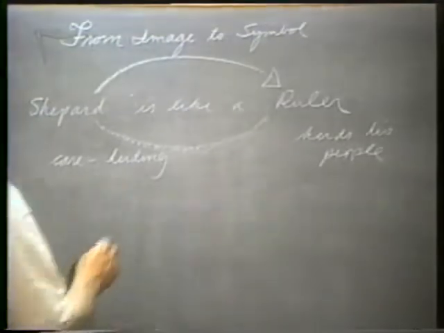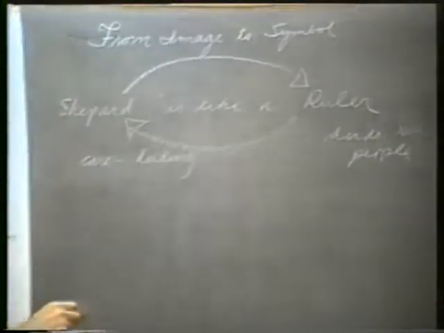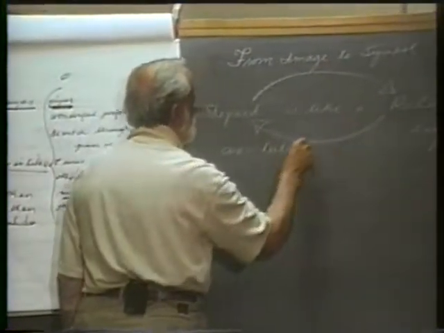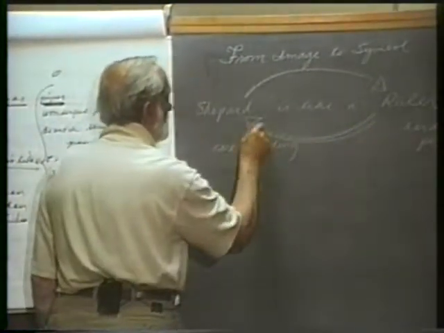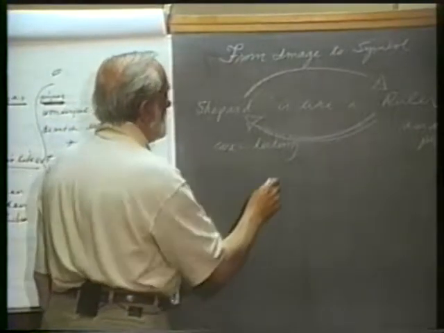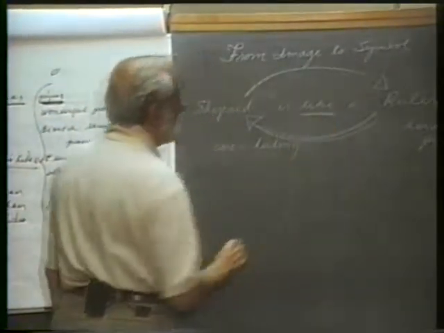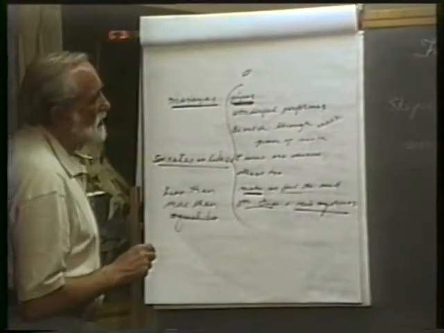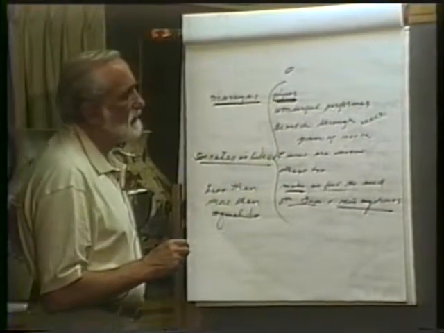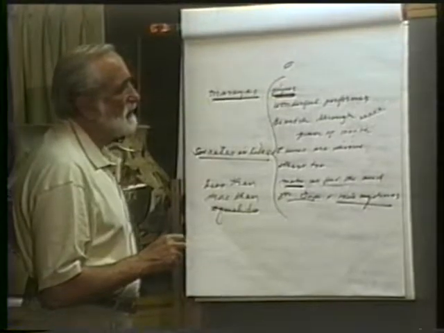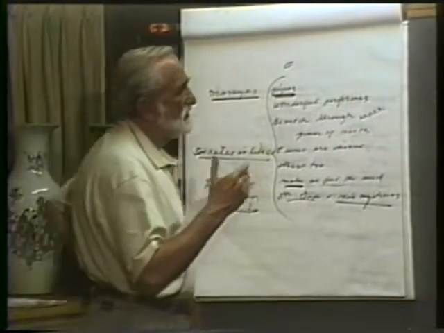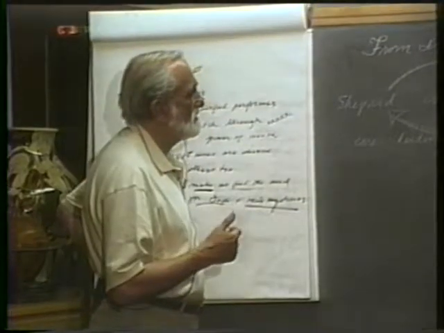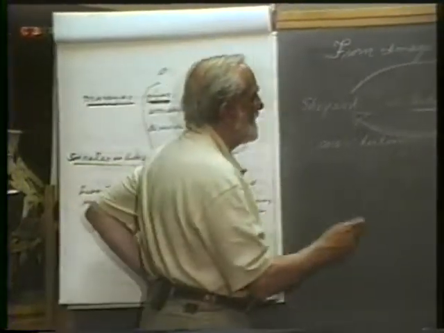Turn it around. Let's look at the other side. A ruler is like a shepherd. Well, it's like a shepherd in that he uses dogs to keep his people together. No. A ruler is like a shepherd because he brings his people up to the pasture. No, no.